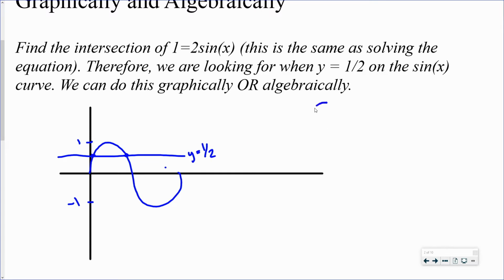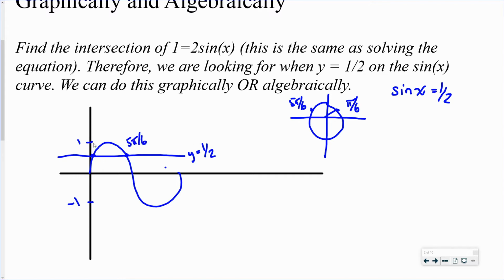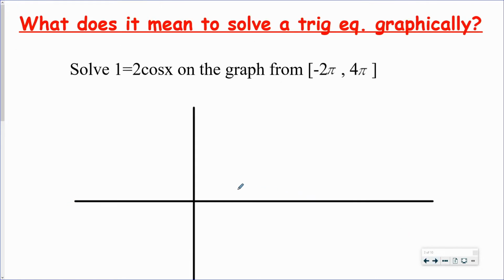Now, if we think of the unit circle, we know that there are actually two places where the y value, or the sine value, is equal to 1/2. That happens over here at pi over 6, where the y value is 1/2, and it also happens at 5 pi over 6. So it stands to reason that those 2 points must be 5 pi over 6 and pi over 6. So that's just like our unit circle. All right, what's next? What does it mean to solve a trig equation graphically? Well, we just did one, but we can do another one.